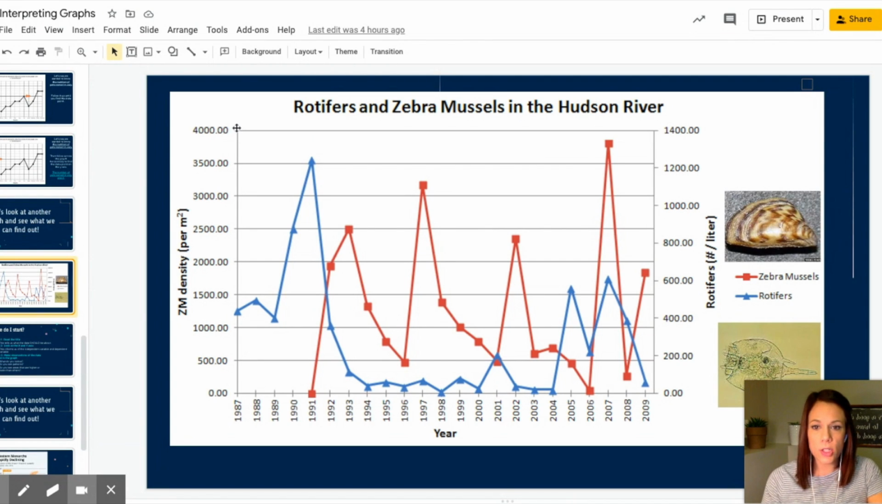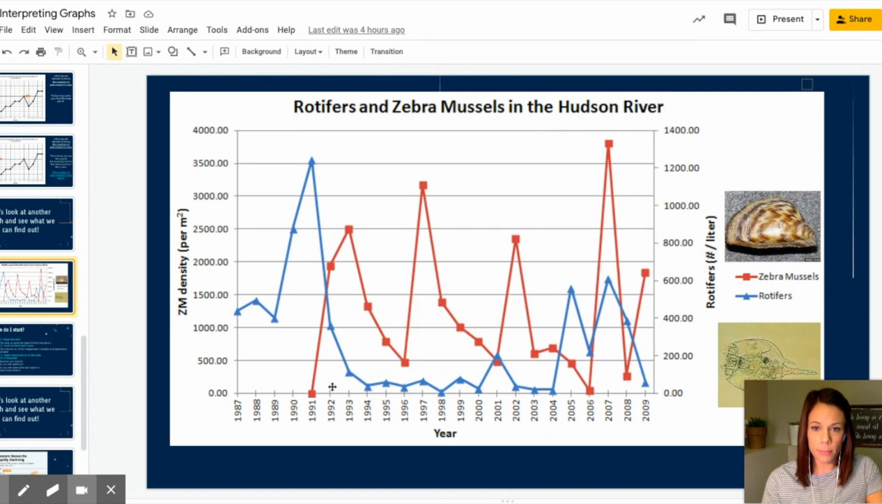Okay. Same thing. I might ask you, what is the rotifer density in 1992? Again, look at the graph. What is the rotifer density in 1992? Okay, so let's look. Again, 1992. Rotifer is the blue line with the little triangles.